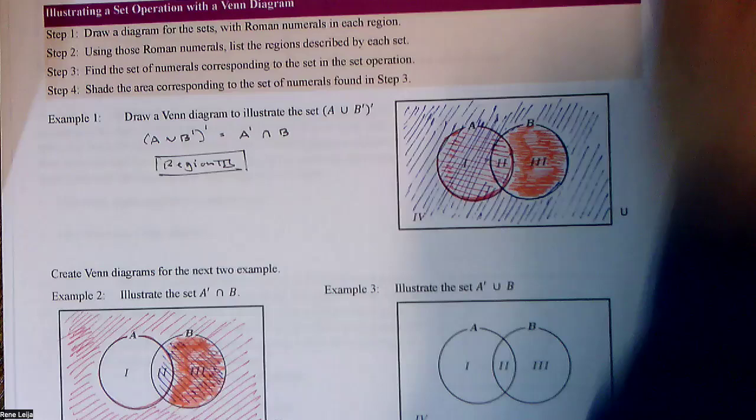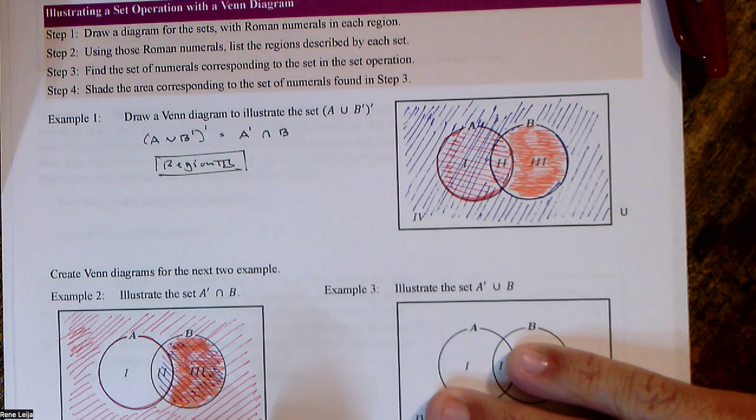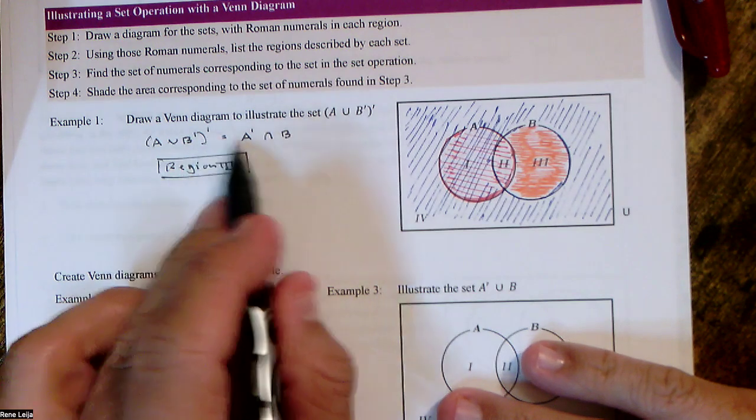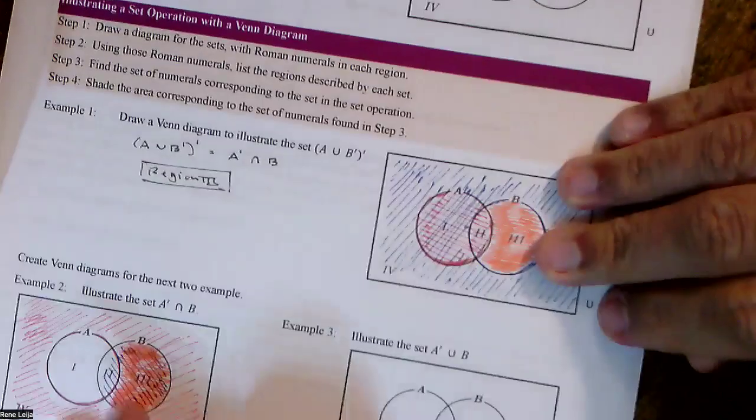All right, so it's the same thing. So that's how we know that A union B prime prime is the same thing as A prime intersect B. Okay, so the complement of a union is going to give you the intersection. All right, that's what that means. Okay, now let's look at this one. So we have A prime. So let's go ahead and do that.